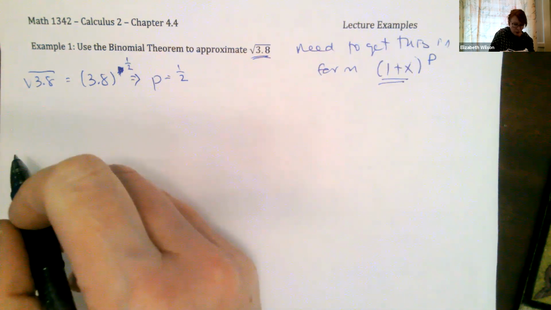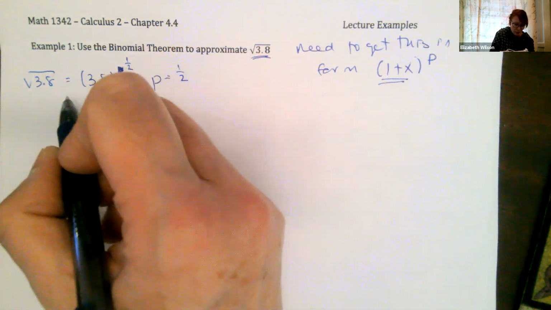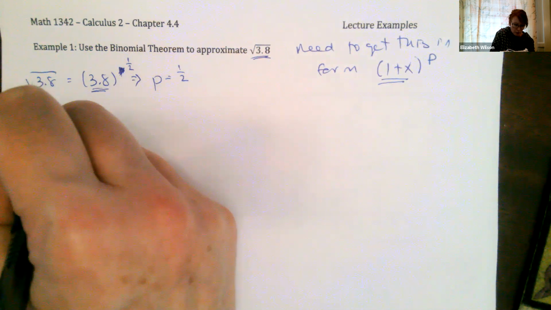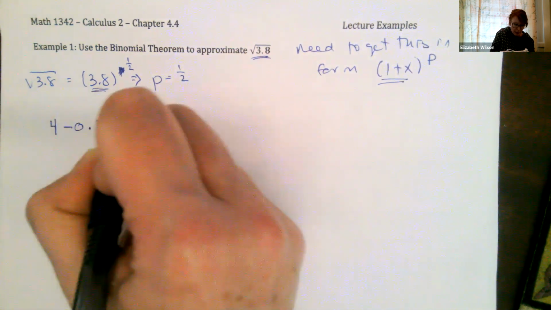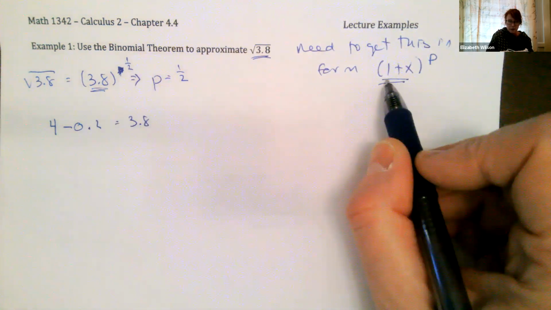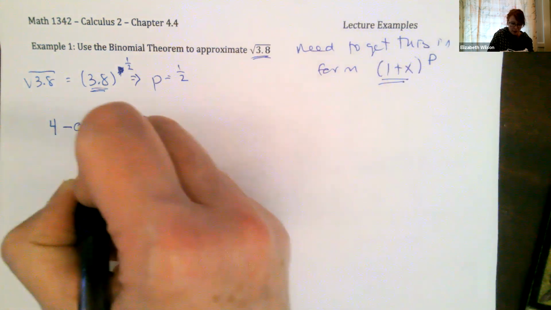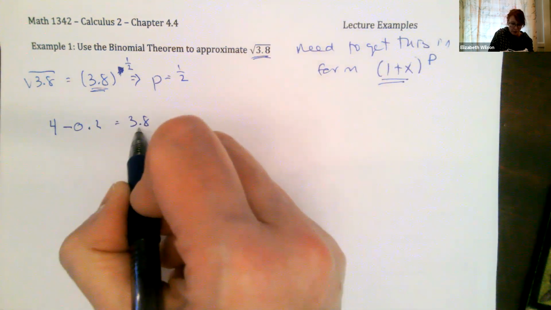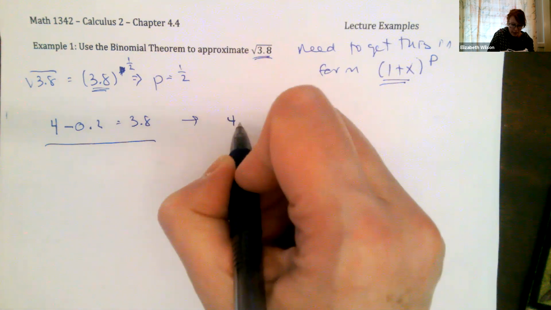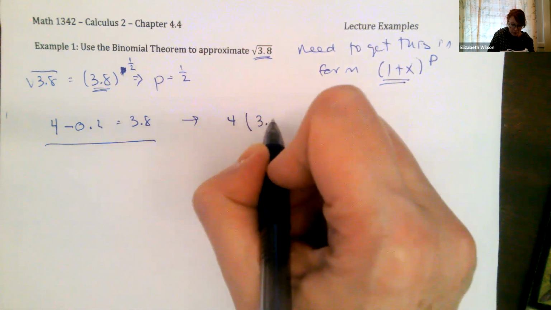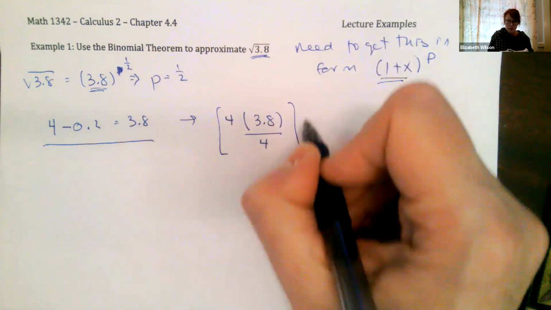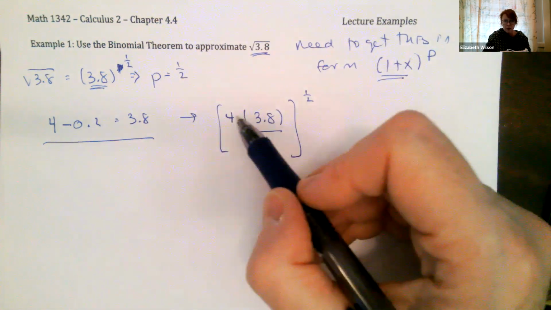So let's think, 3.8. If I represent 3.8, the next perfect square up from 3.8 is 4. 4 minus 0.2 is equal to 3.8. Well, if I plug this in, 4 minus 0.2, that's not the same thing as 1 plus x. So I'm just going to keep in mind that 4 minus 0.2 gives me 3.8. So this is one of my goals. What I'll do is multiply 3.8 by 4 over 4. 4 over 4 is equal to 1. This is still radical 3.8, but I've multiplied it by 1.